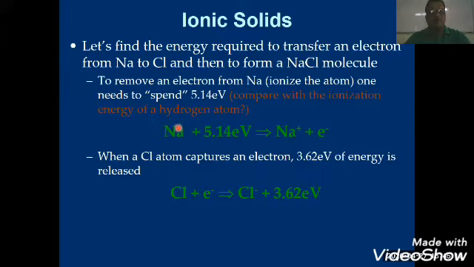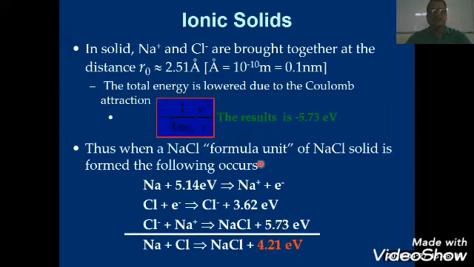So first step, formation of sodium cation, the energy required is 5.14 electron volt per atom. Second step, the chlorine atom is converted to chloride ion, so an electron is added to the outermost shell of chlorine, and in this step 3.62 electron volt energy is released. Then sodium ion and chloride ion will come closer, and the minimum distance between them will be 2.51 angstrom, where potential energy will be least.